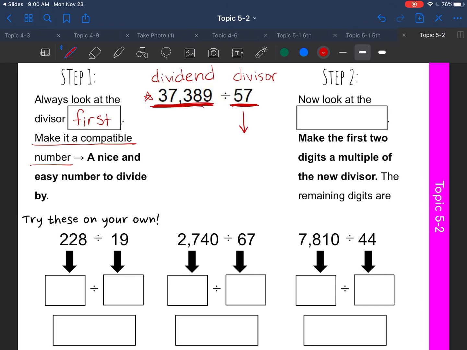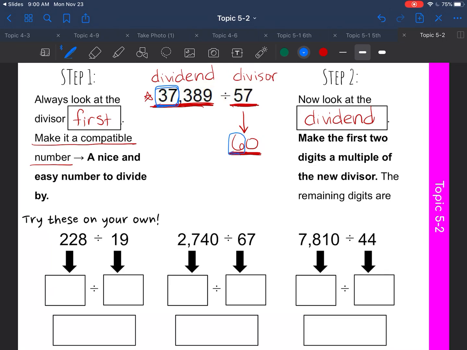So what can I make 57 into? Because that's my divisor, I want to start with my divisor. I can make that into a 60. Once you look at the divisor, now look at the dividend. And now that you have 60, or 6 technically, make the first 2 digits of the dividend a multiple of your new divisor.